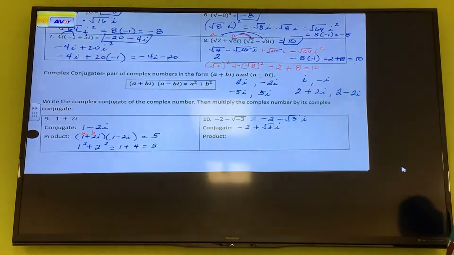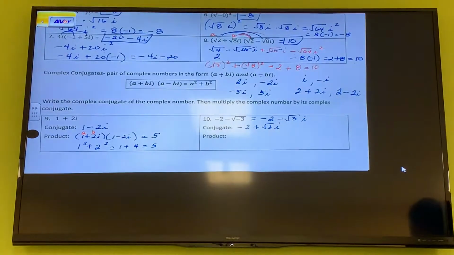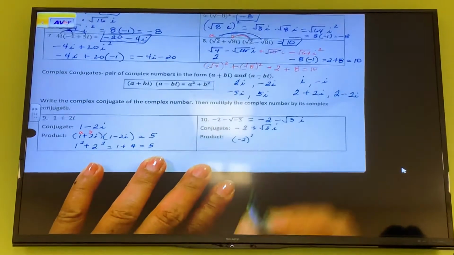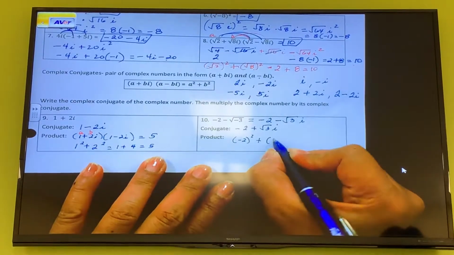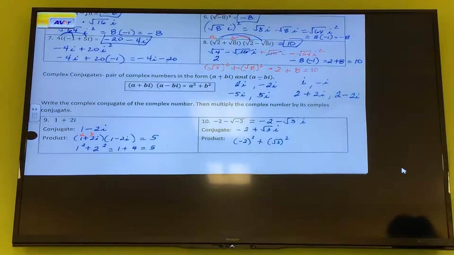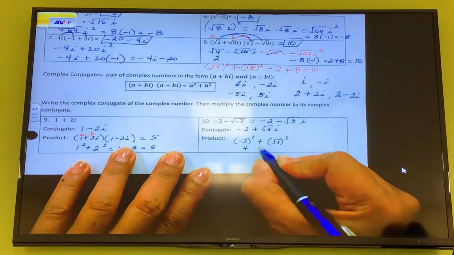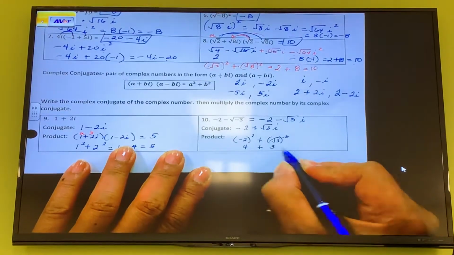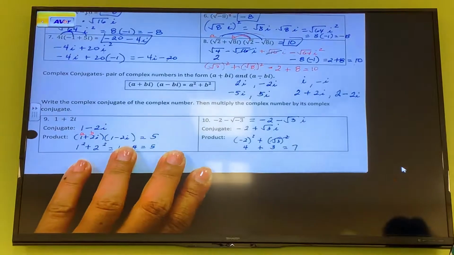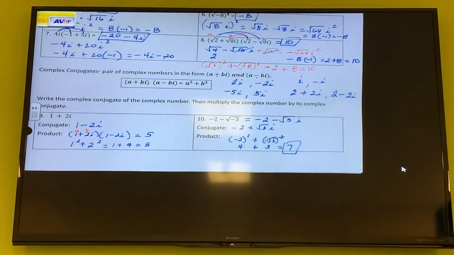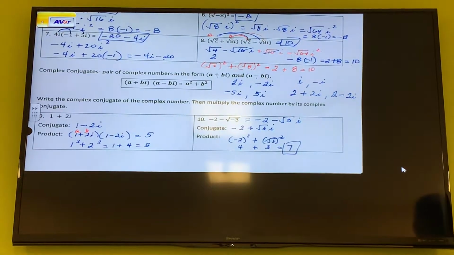All right, okay, without doing FOIL, what will be the product? It's going to be the negative 2 squared plus the square root of 3 squared. No i's, in other words. And that will give us 4 plus square root of 3 squared, they will just cancel, so it's just 3. So it will be 7. So without multiplying, without doing the FOIL, the product of the complex conjugates will be positive 7. So it's just a squared plus b squared.